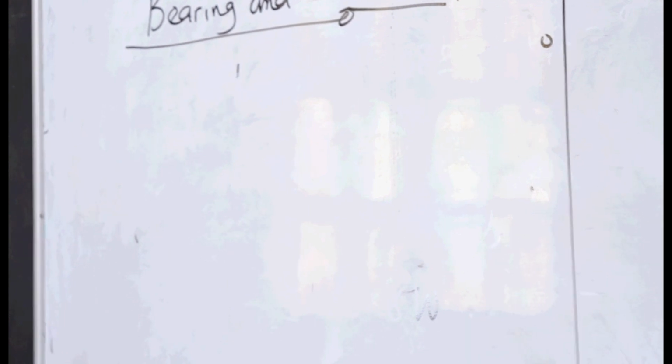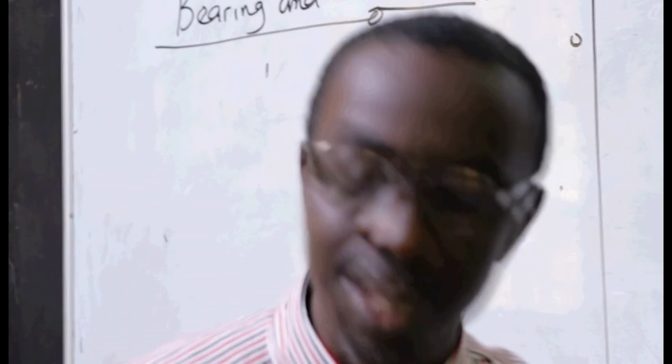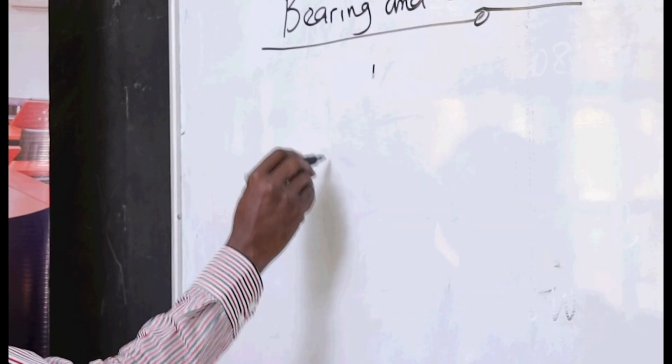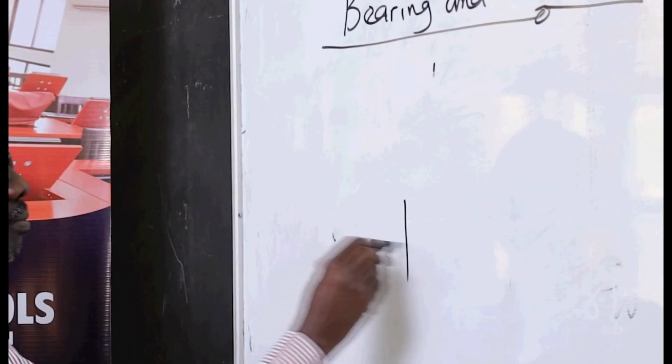From the question, the information given to us is that the bearing is taken from which point? Point X. Thank you. It's point X. So my starting point is point X. That is my point X. And that point X must have cardinal points.